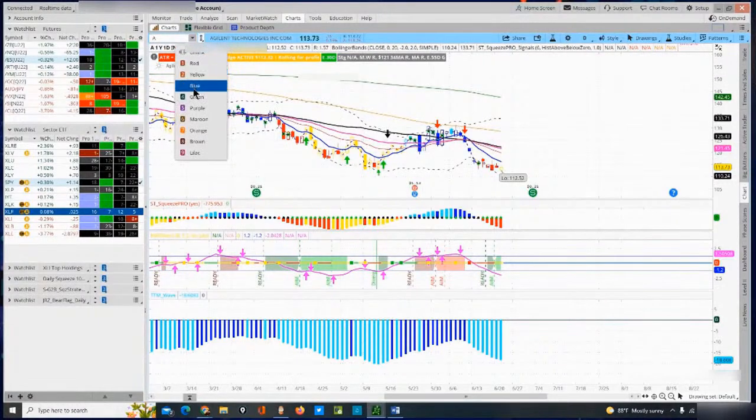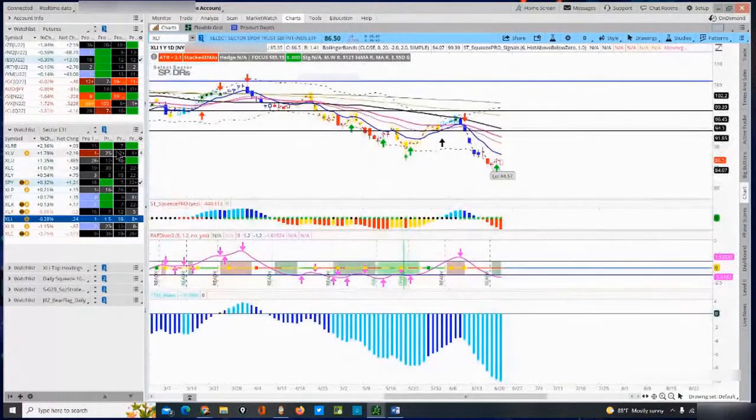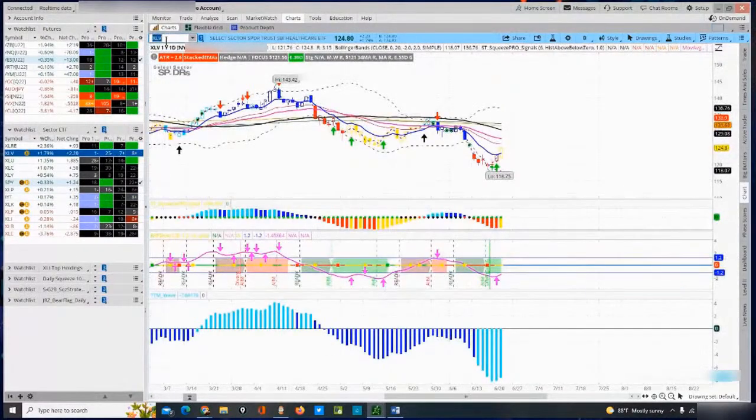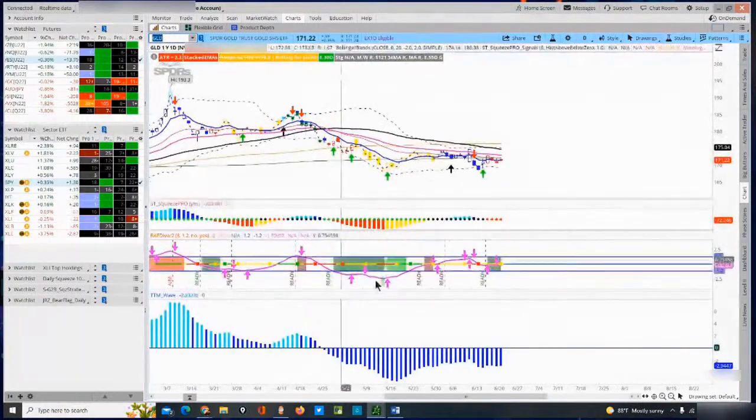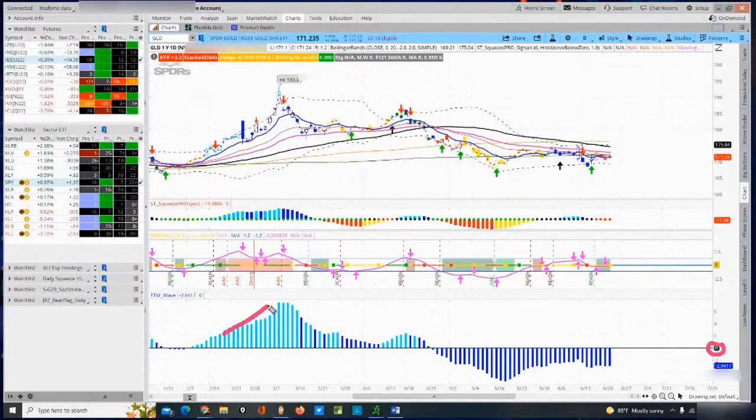So watch, for example, let me see if I can find one another way. A lot of things are bearish right now because the market is bearish. So let's go to gold. Okay, so we'll just look at gold, for example. What you've got to notice is this zero right here. When we're above the zero, we are long-term bullish momentum. When you're below the zero, you are bearish.